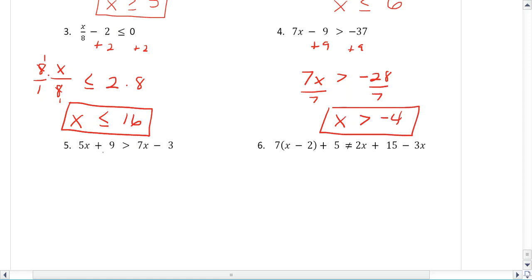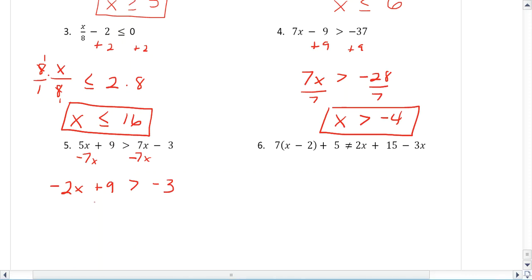Now example 5, I notice I have x's on both sides of the equation, or inequality really. So you do have to get the x's together on one side and the numbers together on the other. I like my x's on the left side of the inequality, but you are free to do whatever step you'd like to first. I'm going to subtract a 7x from both sides. And that gives me negative 2x plus 9 is greater than a negative 3.